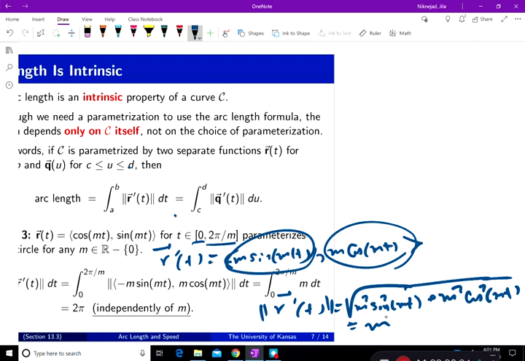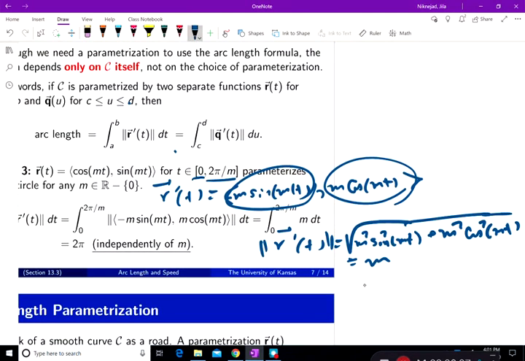And so basically I'm taking the antiderivative from 0 to 2 pi over m of m dt, and this is going to end up as 2 pi over m times m, which is 2 pi. That's what you're expecting, because the circumference of a unit circle is 2 pi, and that other parameterization of the unit circle gave me the same value.